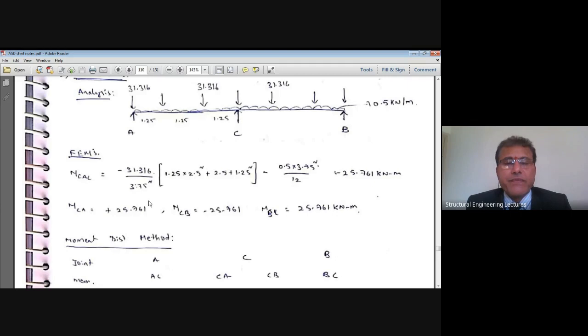Hence, because of the UDL, the fixed end moment, we know that it is WL square by 12. Hence, W is 0.5, L is 3.75, divided by 12. Both are minus at the left end. The same are plus at the right end.